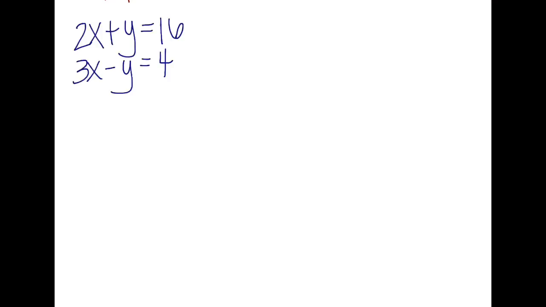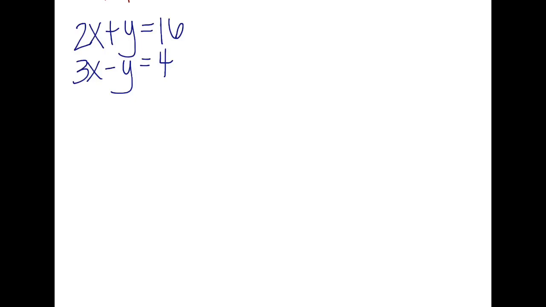Before we actually look at the examples in your foldable, I want to look at two other examples just to talk about the basics of what elimination actually is. If you want, you can add this into your foldable, maybe where you have some extra room or on the back. But let's look at this example first. 2x plus y equals 16 and 3x minus y equals 4.